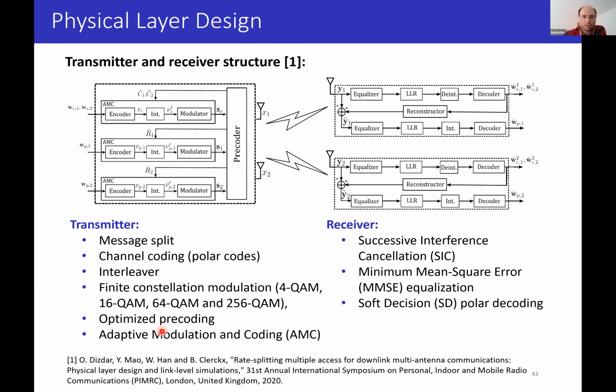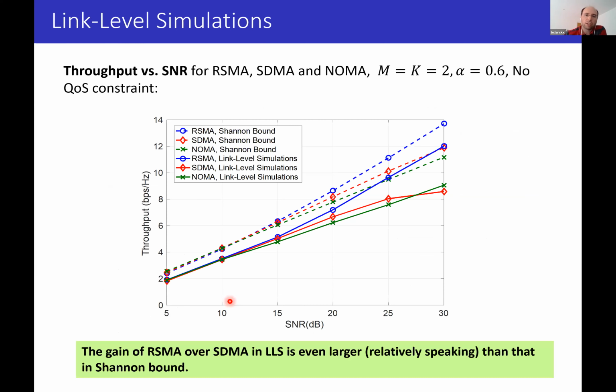And then you design the adaptive modulation encoding. So if you design all this, then you can have real link level simulations and actual throughput performance. The dashed one is the Shannon bound that you obtain with infinite block lengths and Gaussian inputs. So this is when you have the log2(1 + SINR) expression, and you optimize the precoders.